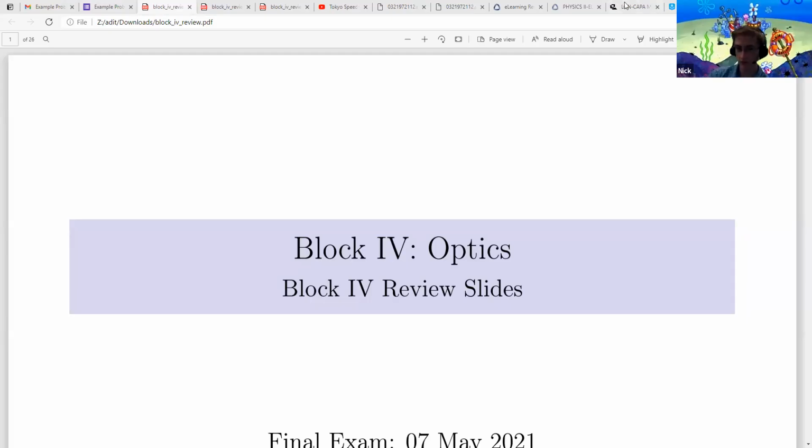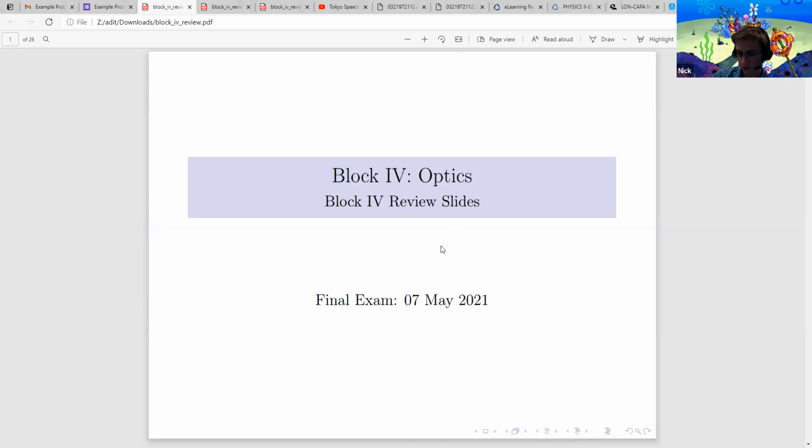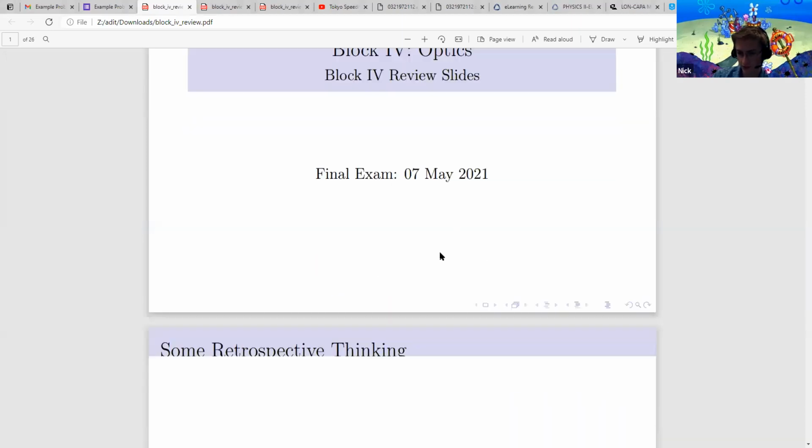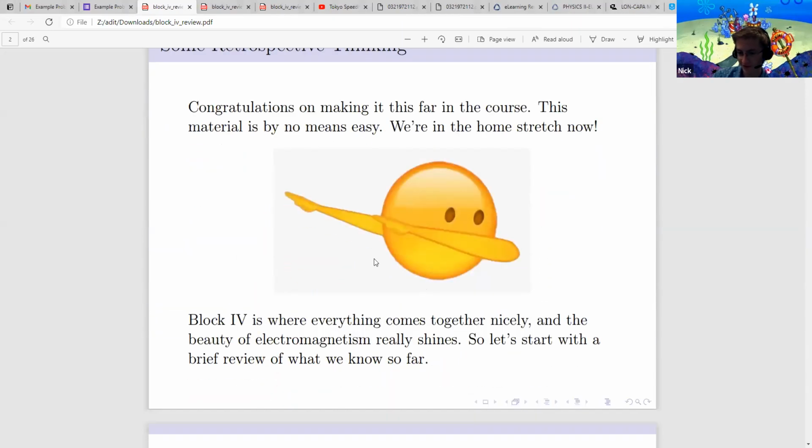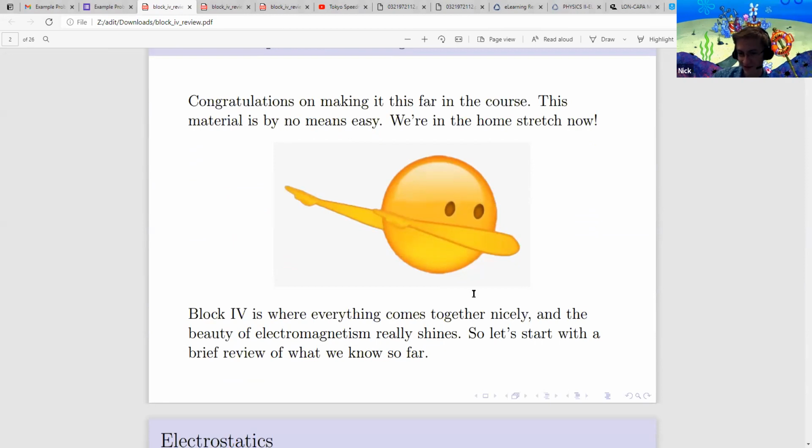And these will get sent out immediately after the review. But block 4, so it was all about optics. And I sort of like this block because, well, first of all, let's admire this dabbing emoji, because we made it pretty far in the course, and this material is not easy by any stretch of the imagination. So good job, everyone, for making it this far. That's meant with complete sincerity.